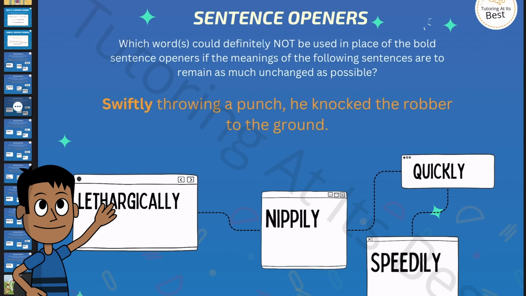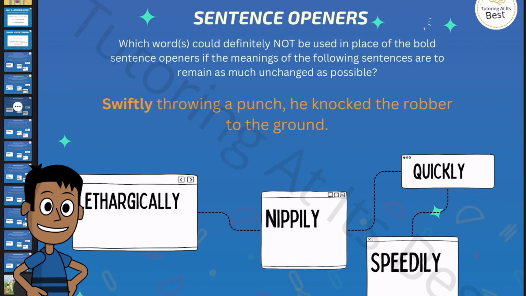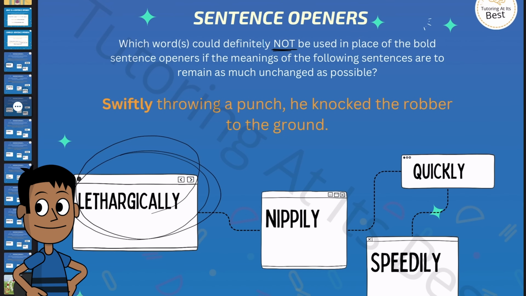Swiftly throwing a punch, he knocked the robber to the ground. So we've got lethargically, we've got nippily, quickly, and speedily. And because we're looking for the word that cannot be used, we're going to go for "lethargically." And that is because it's not the same as swiftly doing something. In fact, lethargically is when you do something with little energy or in a way that shows you are unwilling to do something.